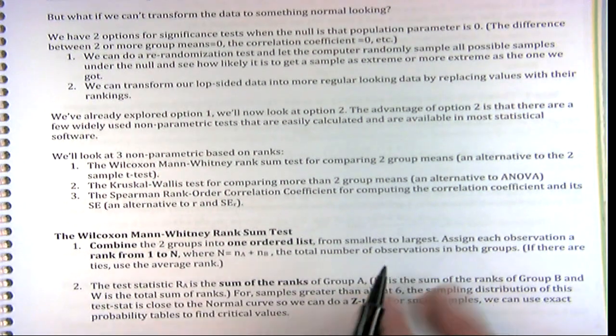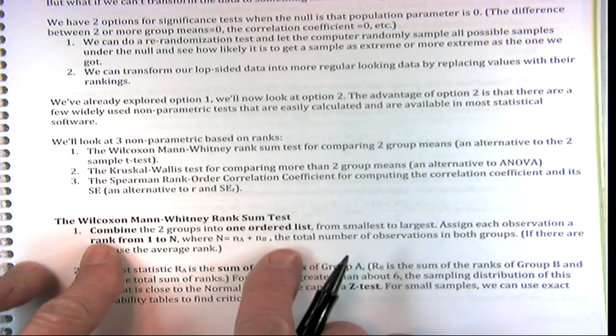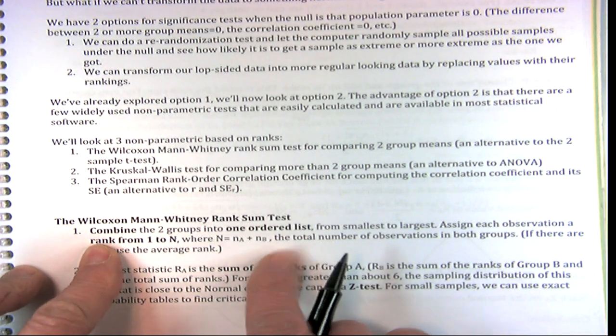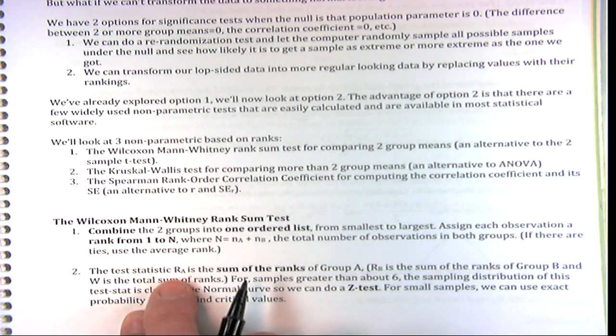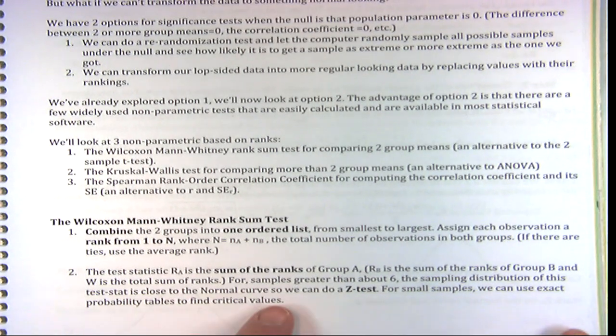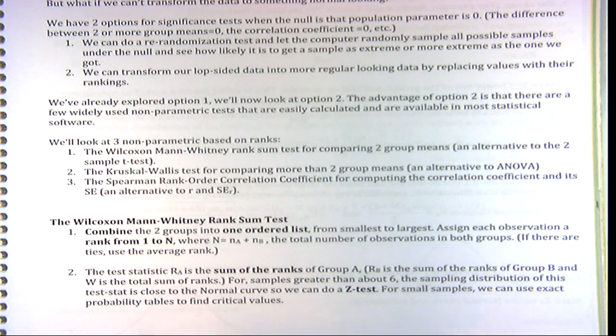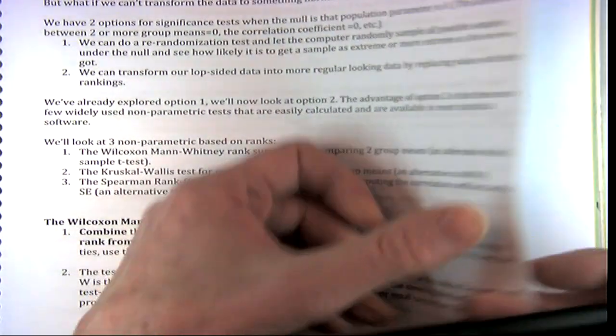Okay? So let's start with the rank sum test. Basically, you just change the 2 groups into one ordered list, and then you compute this test statistic that's the sum of the ranks. And the sampling distribution from that, as long as your sample size is greater than or equal to about 6, is a z-test. So let's look at that. Let's look at an example, and you'll understand it pretty easily, I think.